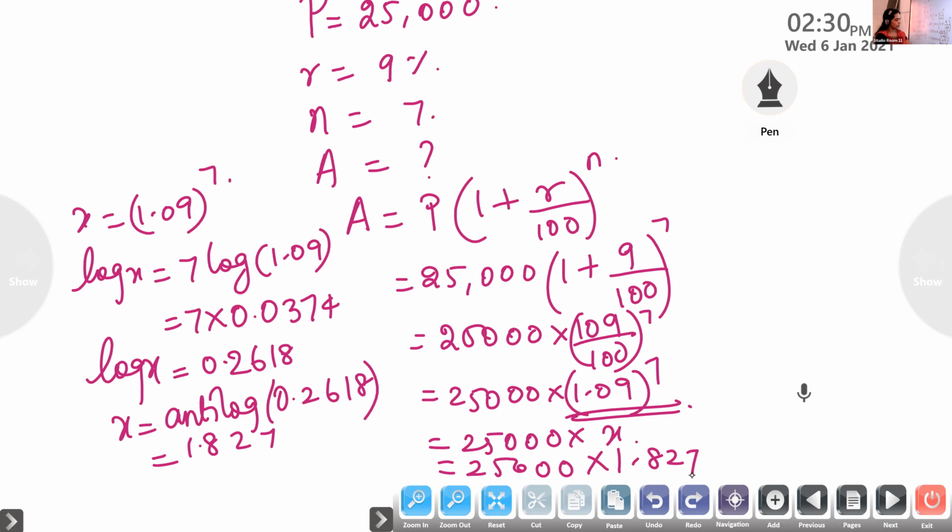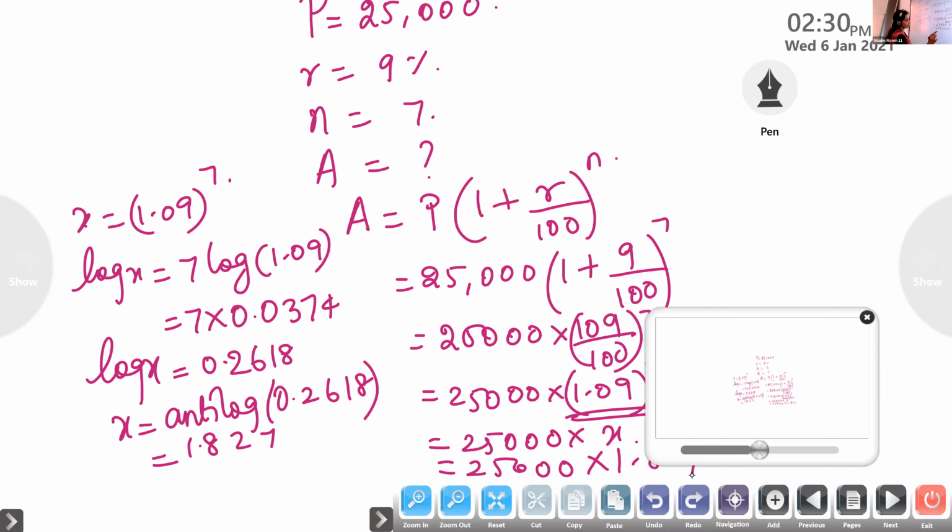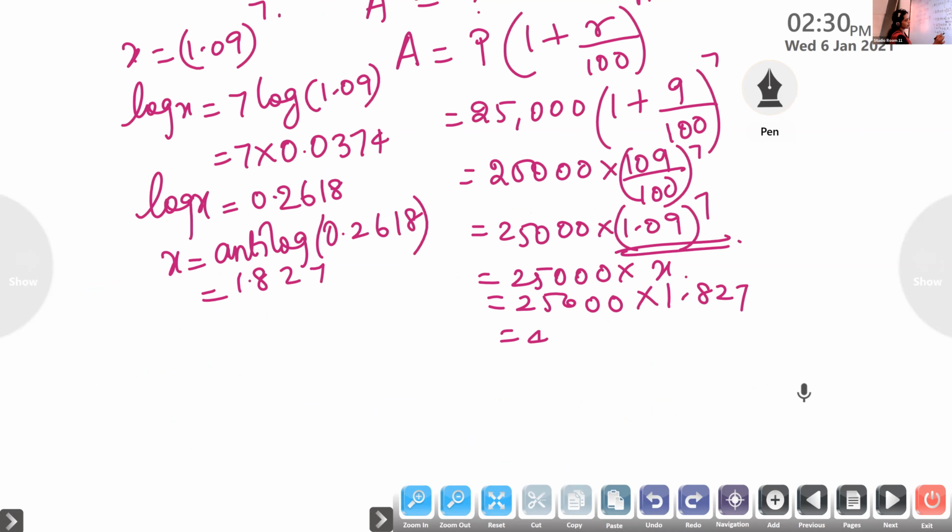It's 25,000 into 1.827, which is 45,675. So this is the amount. Amount is 45,675.